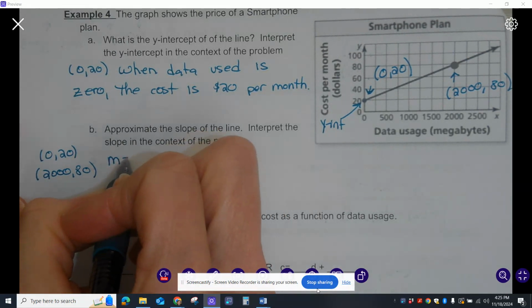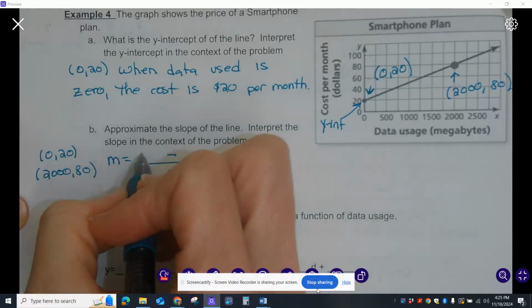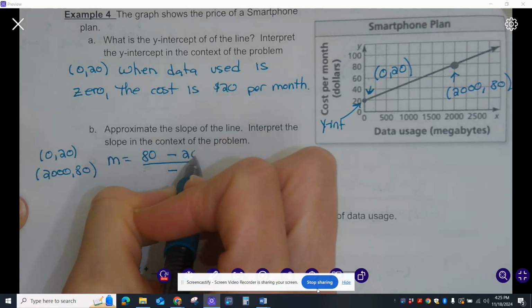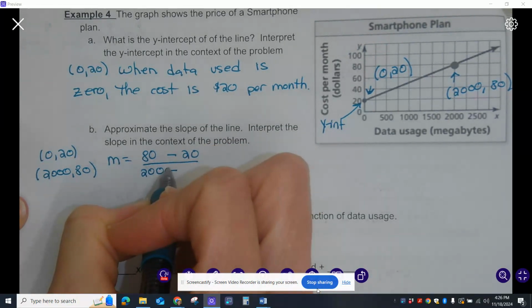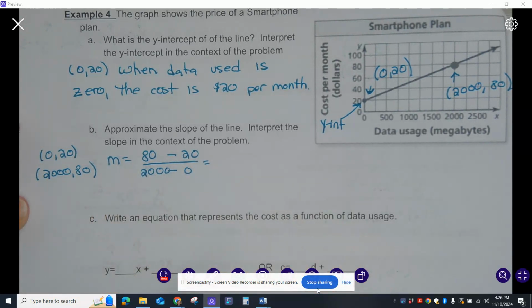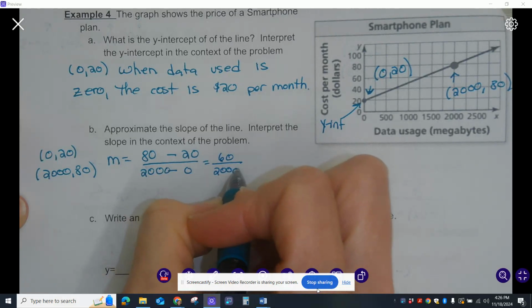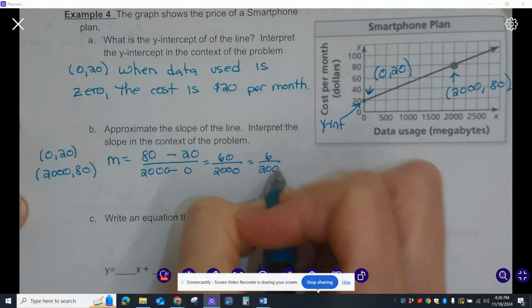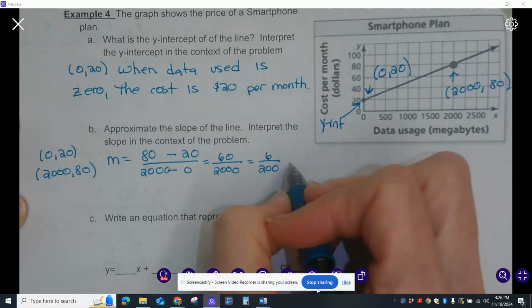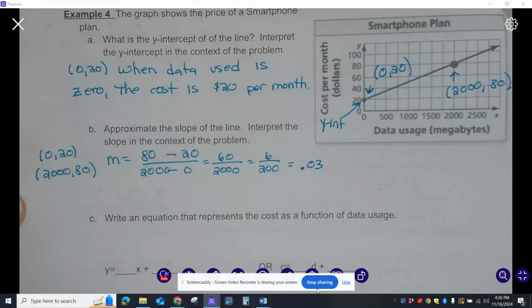And my slope will be, put my subtractions in there, y minus y, 80 minus 20, over x minus x, 2,000 minus 0. 80 minus 20 is 60 over 2,000. Simplify that, you get 6 over 200. If you turn that into a decimal, you get 0.03. Okay, that is my slope.